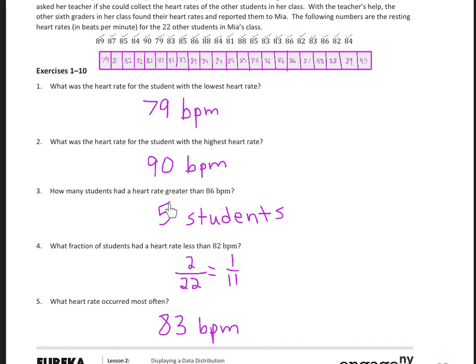And the most often, again, I just count, this is our mode, right? There's 4 83s, and then there's several that have 3, but none of them that have as many as 4 occurrences. So 83 beats per minute is our most often, our mode.